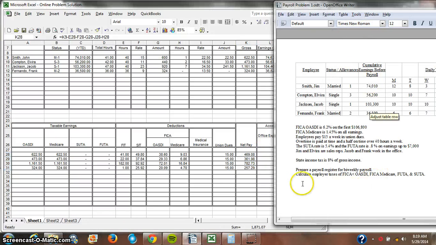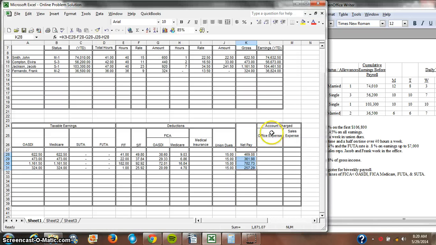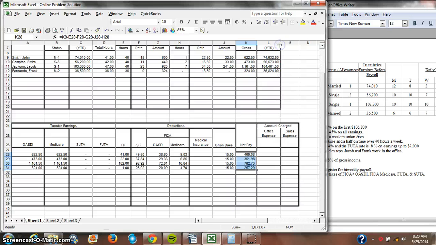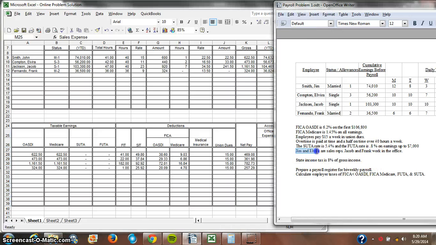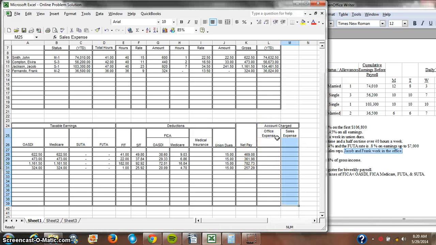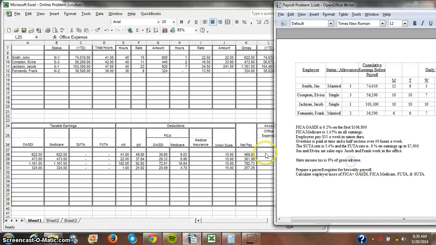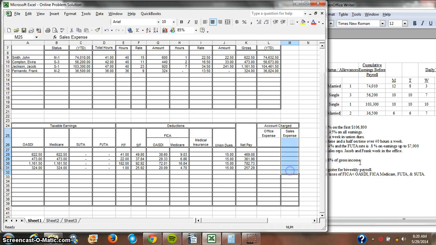There's one more thing here that I need to do. I need to allocate that for my uses in my office. Now, as a business owner, I want to allocate expenses appropriately, and some of this is going to be office expense, some of this is going to be sales expense, and I need to know what's going to go in what category. So this says Jim and Elvira are sales reps. Jacob and Frank, however, work in the office. So I'm going to need to put Jacob and Frank's wages in the office expense category, and then I need to put Jim and Elvira in sales.